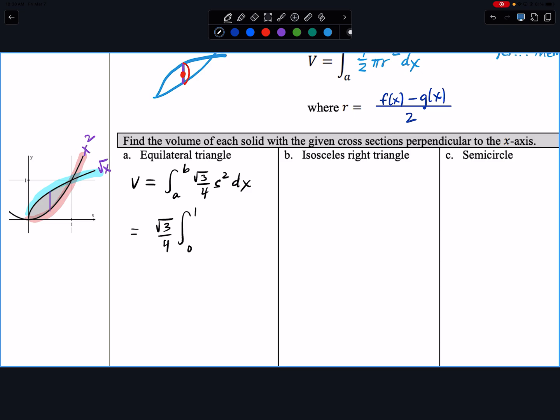So remember, the side is top function minus bottom function. So top function here is the radical. So it's going to be square root of x minus, bottom function here is x squared. And then what do I need to do to that? Squared dx. And then if I put that into my calculator, it'll give me the volume.